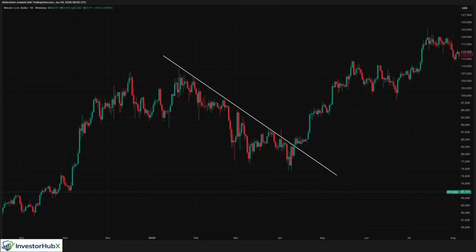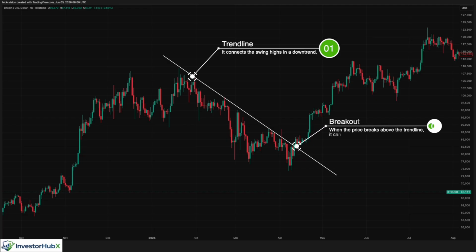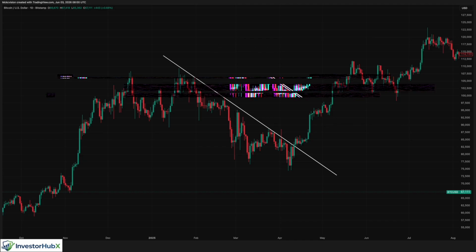So what is a breakout? This is Bitcoin on the daily time frame. The white line is a trend line. It connects the swing highs in a downtrend. When the price breaks above the trend line, it can signal a potential change in trend from a downtrend into an uptrend. This is called a breakout. A breakout occurs when price moves above a resistance level or breaks through an important trend line with strong momentum. In other words, it signals that buyers are gaining control of the market and pushing prices higher.